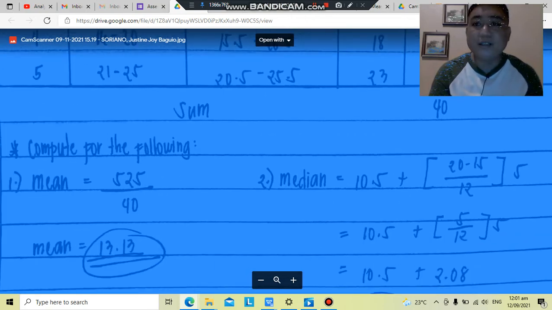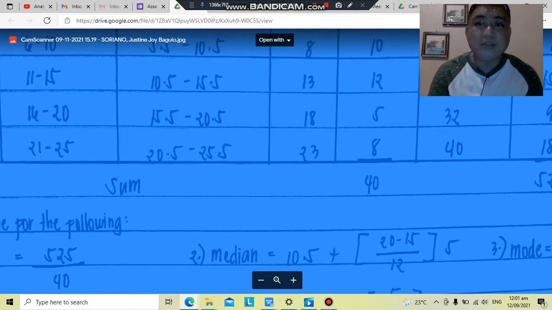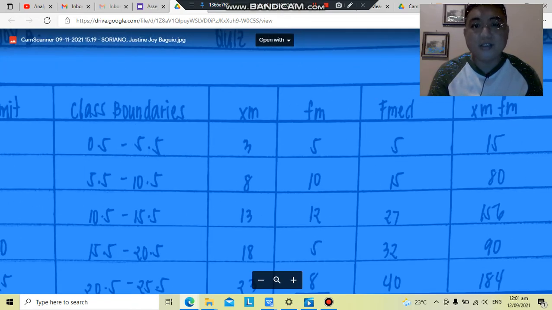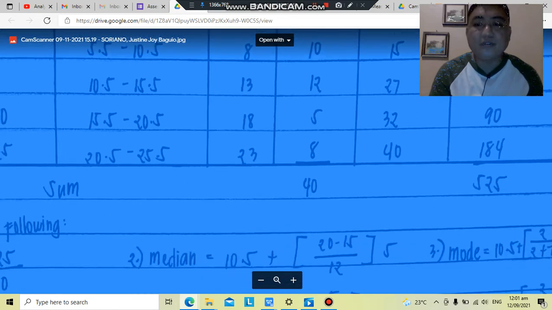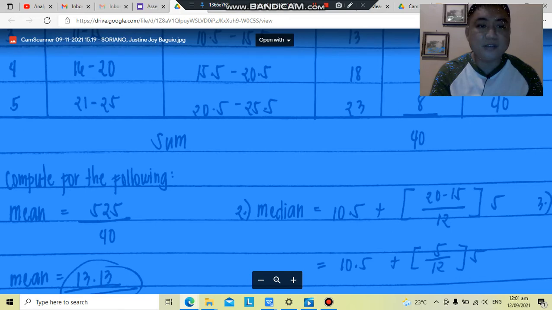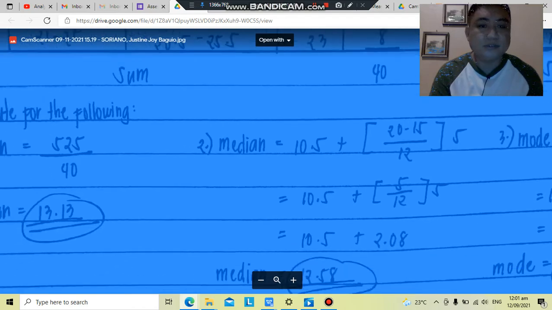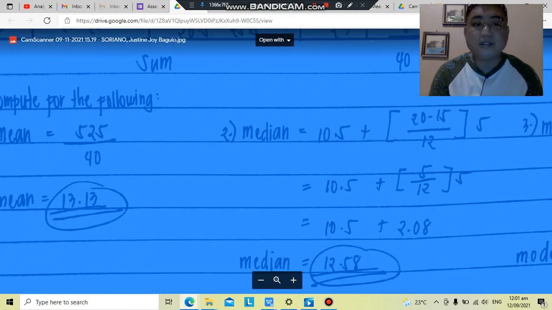So how do we compute for the mean? Summation of the midpoint times the frequency. So this is the column for midpoint, this is the column for the frequency. Do I correct? Yes po. So 3 times 5, 15, 8 times 10, that is 80, 13 times 12, that is 156. And so on and so forth. Then you can get a total of 525. Then you need to divide it by 40, which is the number of data. The answer is 13.13. Okay, so rounded off po.